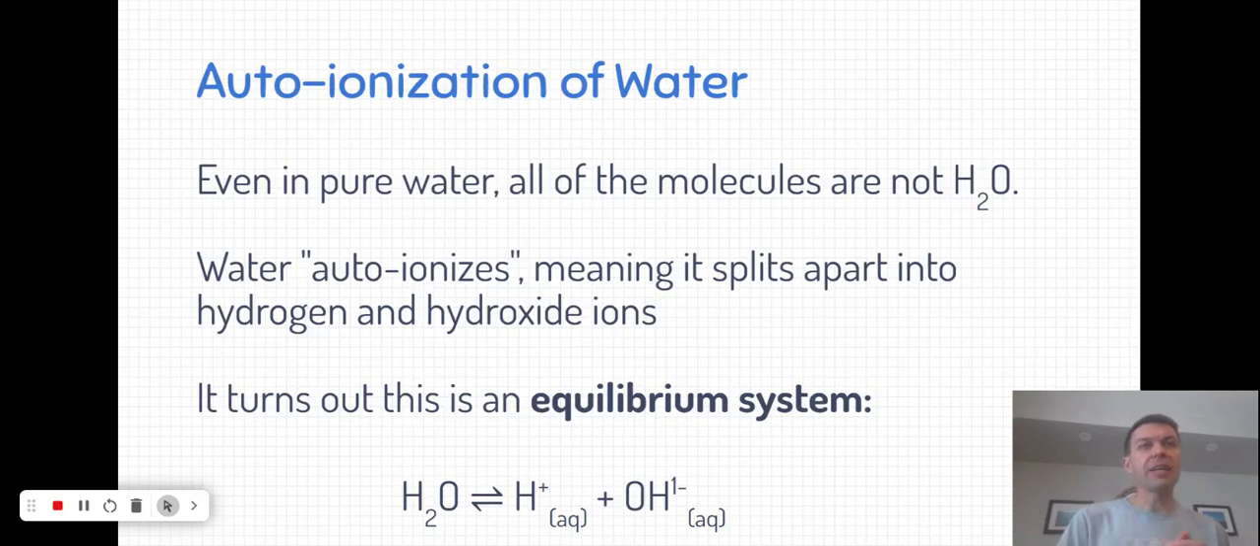Our final concept for this lesson video is learning about the auto-ionization of water. Turns out that even in pure water, water is always splitting apart. It's not happening at a very high level, but some water molecules are ionizing, forming the hydrogen and hydroxide ions. This system in pure water is at equilibrium, where the reverse reaction's also happening, where the hydrogen ions and hydroxide ions are recombining to form the water molecule.